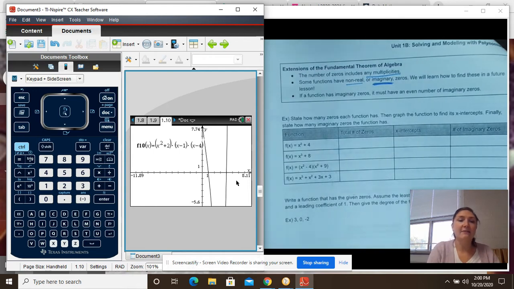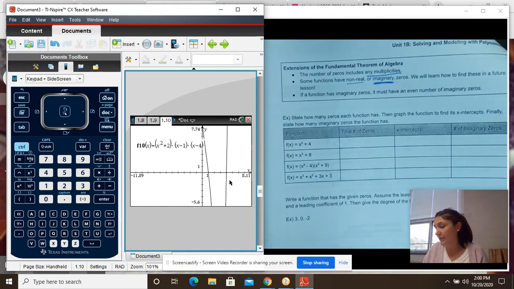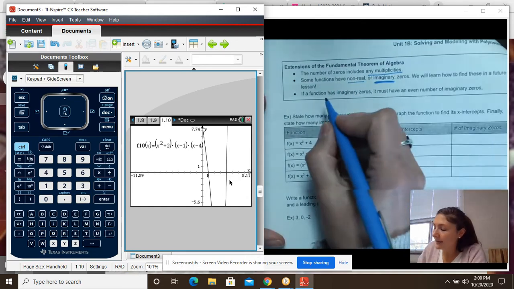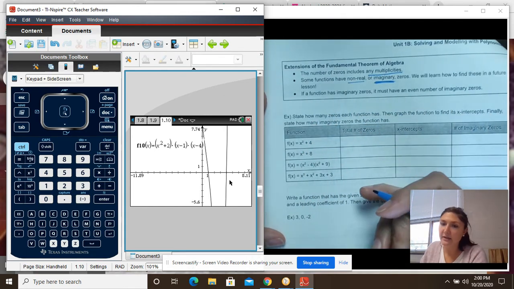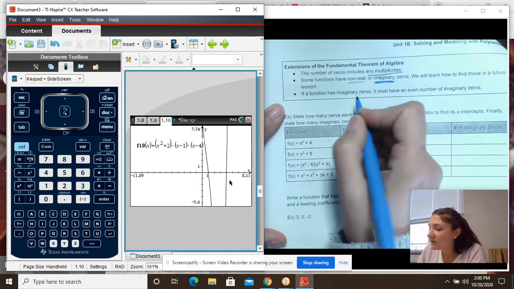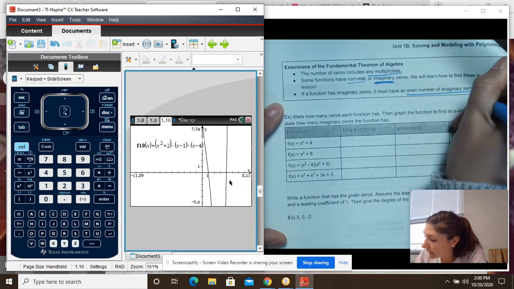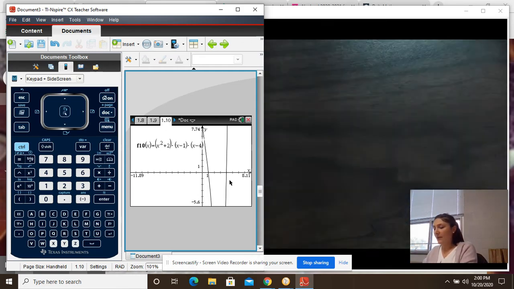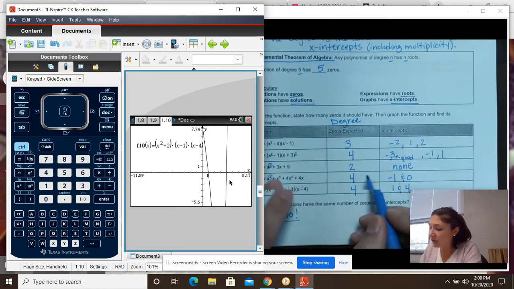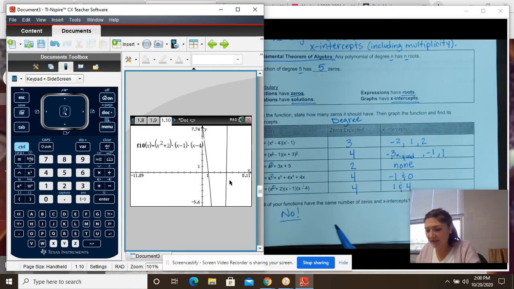So that last graph that I looked at where I knew the degree was 4, but I only had 2 x-intercepts, that means that I would expect to have 2 imaginary zeros as well. And then the last piece of information that we'll talk more about when we talk about imaginary numbers and imaginary zeros is that if I do have imaginary zeros, it has to be an even number of imaginary zeros. And that actually matches what we saw on the last page. So for this function, we expected 2 zeros, but we didn't see any. That would leave me with 2 imaginary zeros.